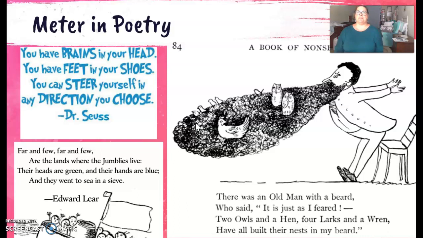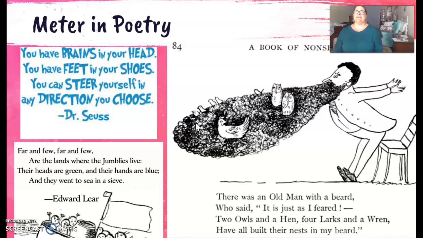Then here are two poems from Edward Lear. This first poem says, far and few are the lands where the Jumblies live. Their heads are green and their hands are blue, and they went to sea in a sieve.